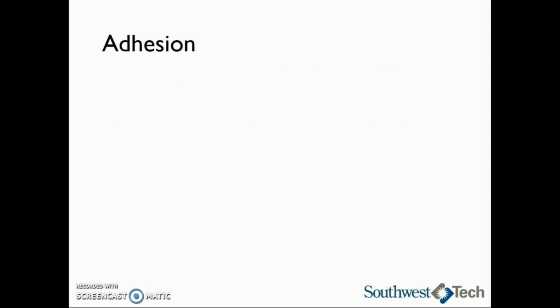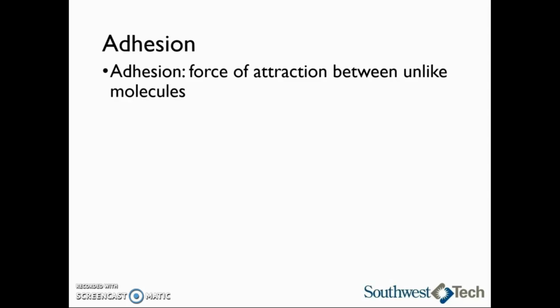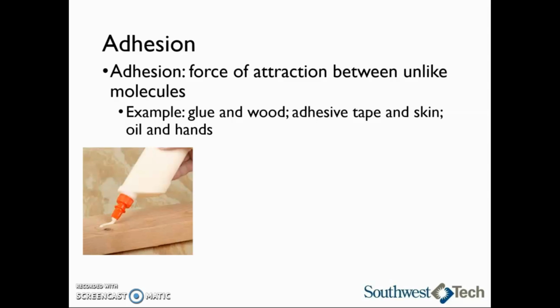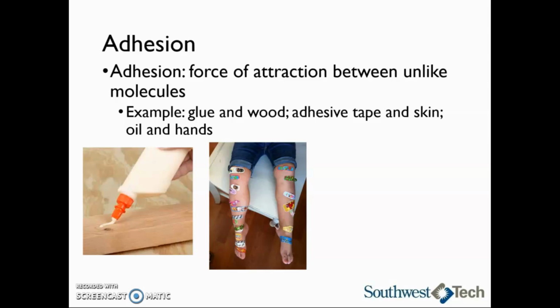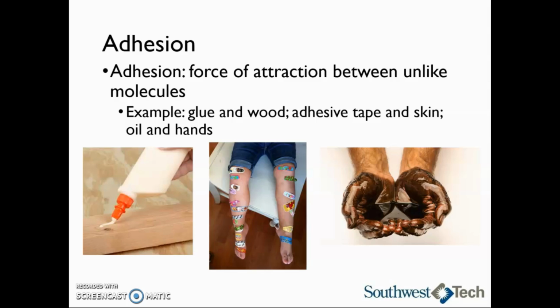The second property of solids is adhesion. Adhesion is the force of attraction between unlike or different molecules. Some examples of adhesion are glue and wood, since they are unlike molecules and seemingly stick together, adhesive tape or band-aids, and skin, and oil on your hands.